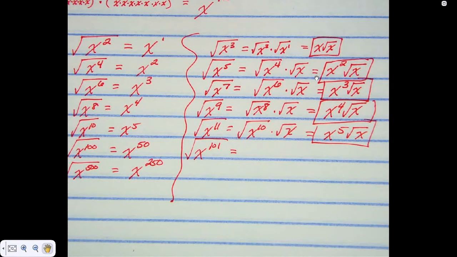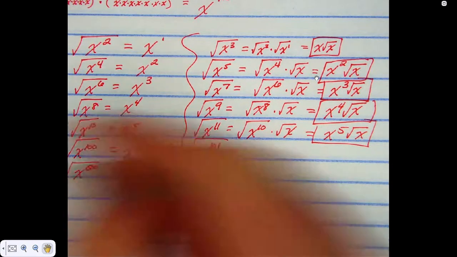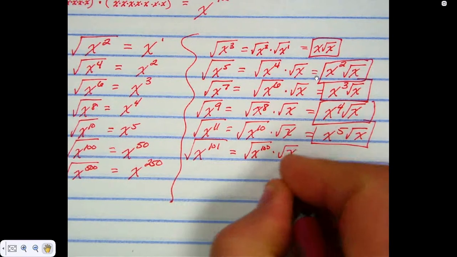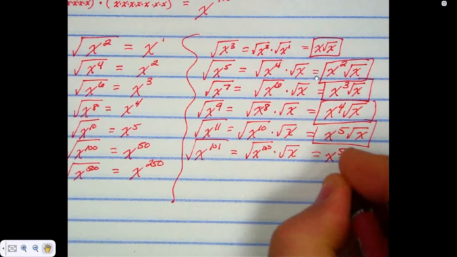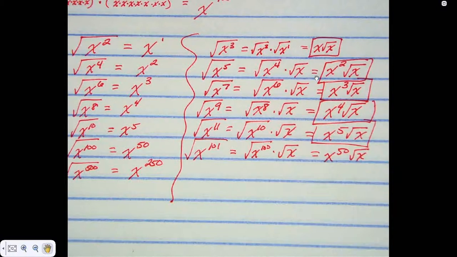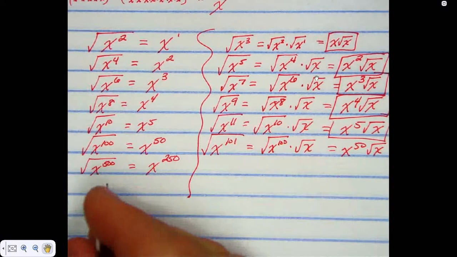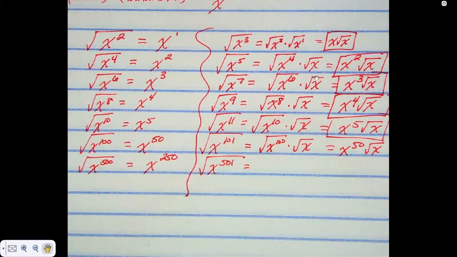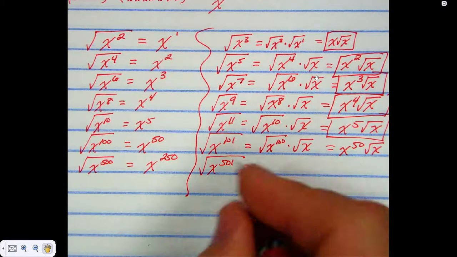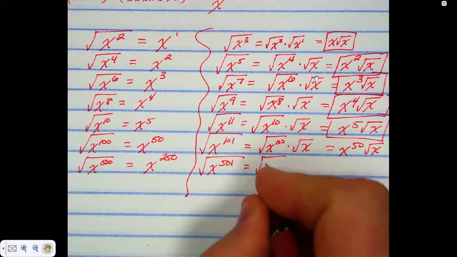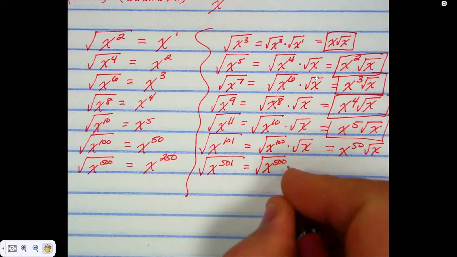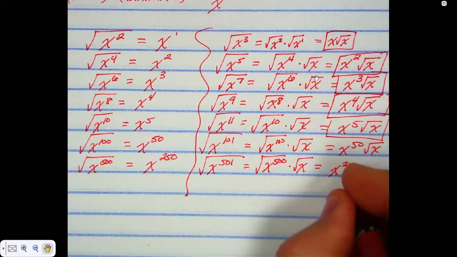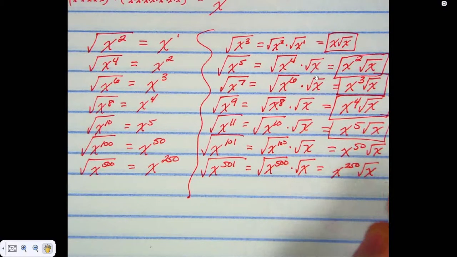Pencils down. Eyes up here. Square root of x to the 100th times square root of x. So I get x to the 50th square root of what? How about square root of x to the 501st power? What do you think I'm going to get here? I'm going to split it up into square root of x to the 500th times square root of what? X. So I'd get x to the 250th square root of x.